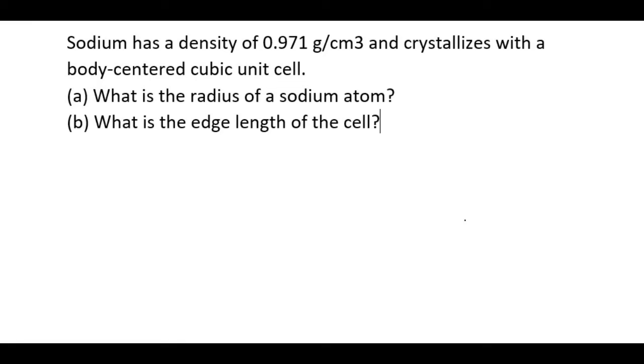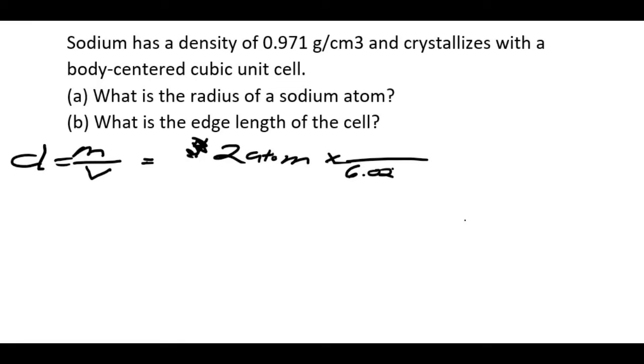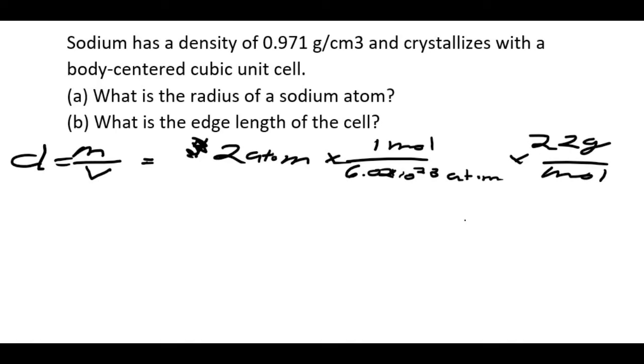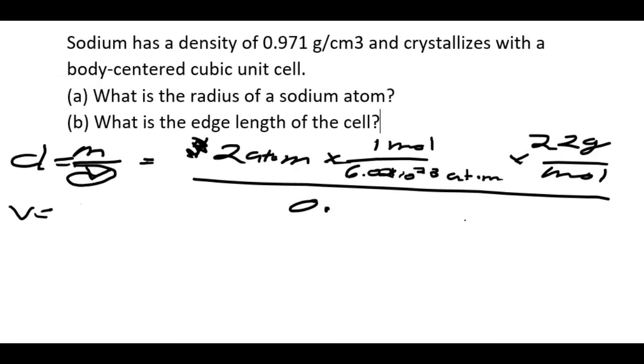So, let us set up the equation. We know that the density is equal to mass over volume. Now, the mass is two atoms times the atomic mass of sodium divided by Avogadro's number. The atomic mass of sodium is 22 grams. So divided by the volume, divided by the density. Remember, we're missing the volume. So the equation will be this. There you go.